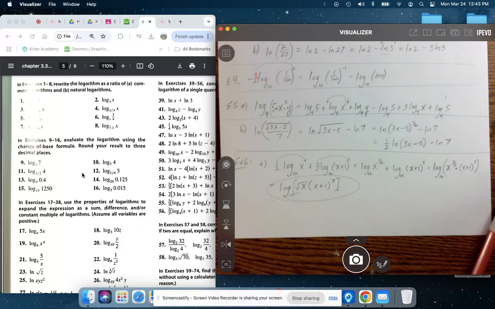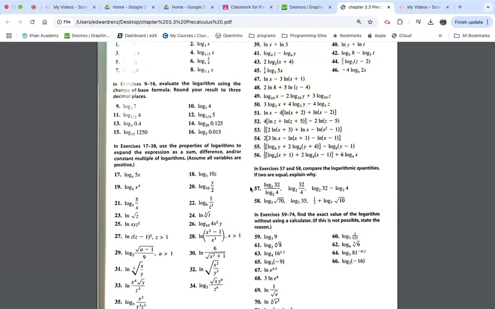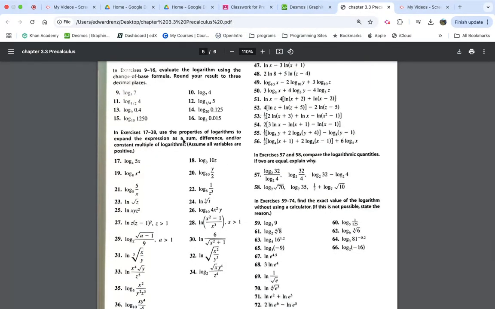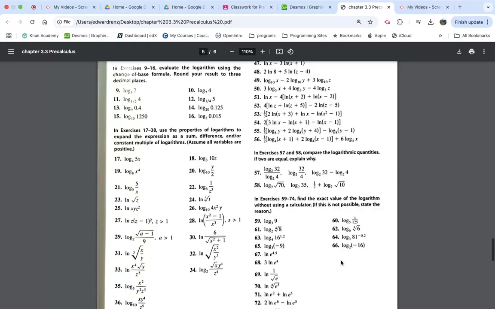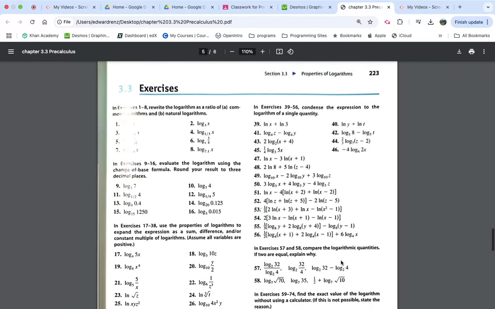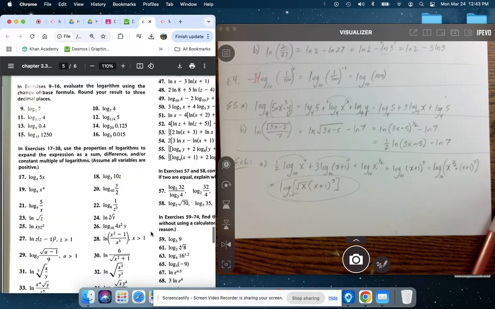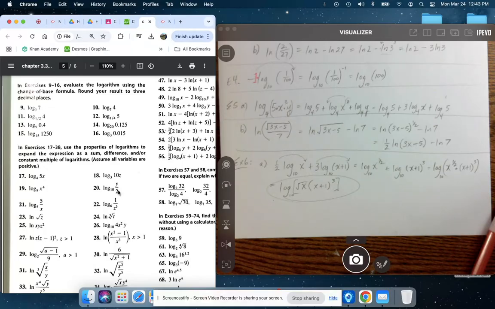Looks like this is not readable. So here it says, in exercise 17-38, use the properties of logarithms to expand the expression as a sum, difference, and or constant multiple of logarithms. Assume all variables are positive. So I'll just do a couple of these, and then we'll do some of these others. All right, so let's look at, I don't know, 20.